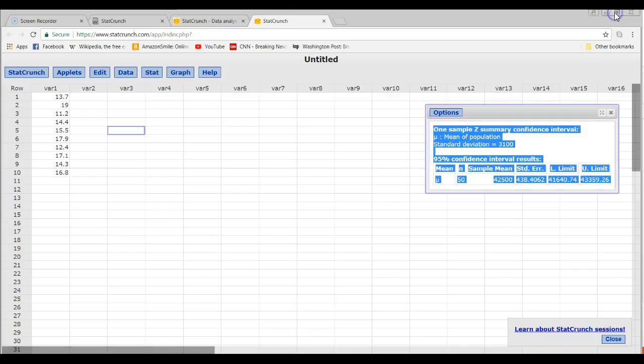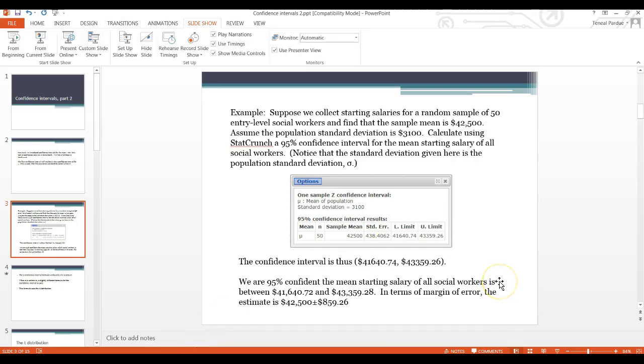All right. So back to the PowerPoint. Our interpretation, and we talked about that before, is that we are 95% confident the mean for the population, in this case that's the mean starting salary of all social workers, is in that interval between 41,640.72 and 43,359.28. If I ask you to give the point estimate and the margin of error, you've got the point estimate here. That's the sample mean, 42,500, and that's plus or minus the margin of error.